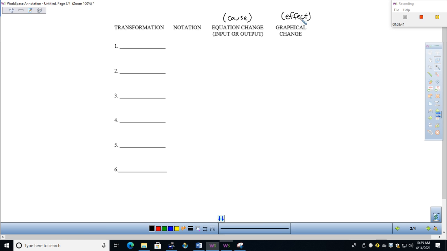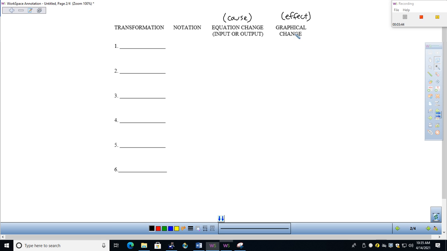All right, now I'm going to get going right away here with the notation of number 1. And then we're going to move over here, and you're going to tell me, is it an input or output change? And also, what are we doing to the equation? What specifically is going on? And then as a result, we'll grab the graphing calculators and see what happened graphically.